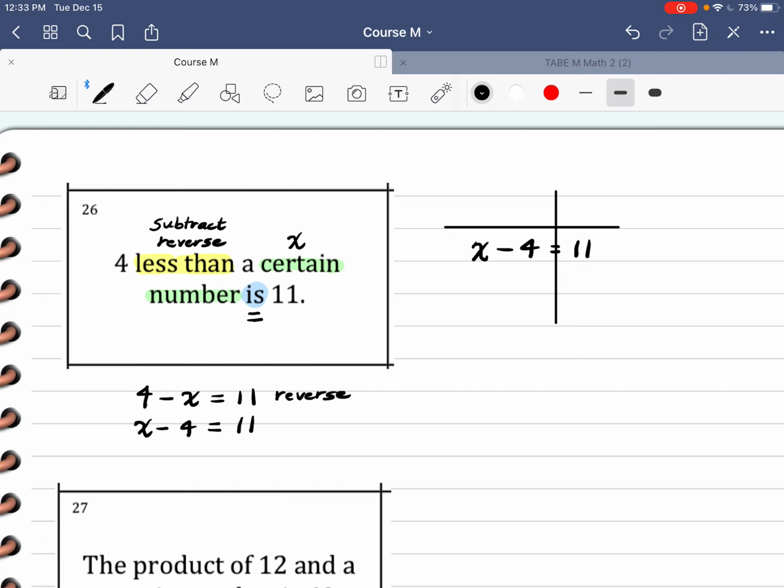Okay, let's look at this one from variable and constant. So we have a plus 4 and a plus 4. X equals 15. So the answer to number 26 is 15.